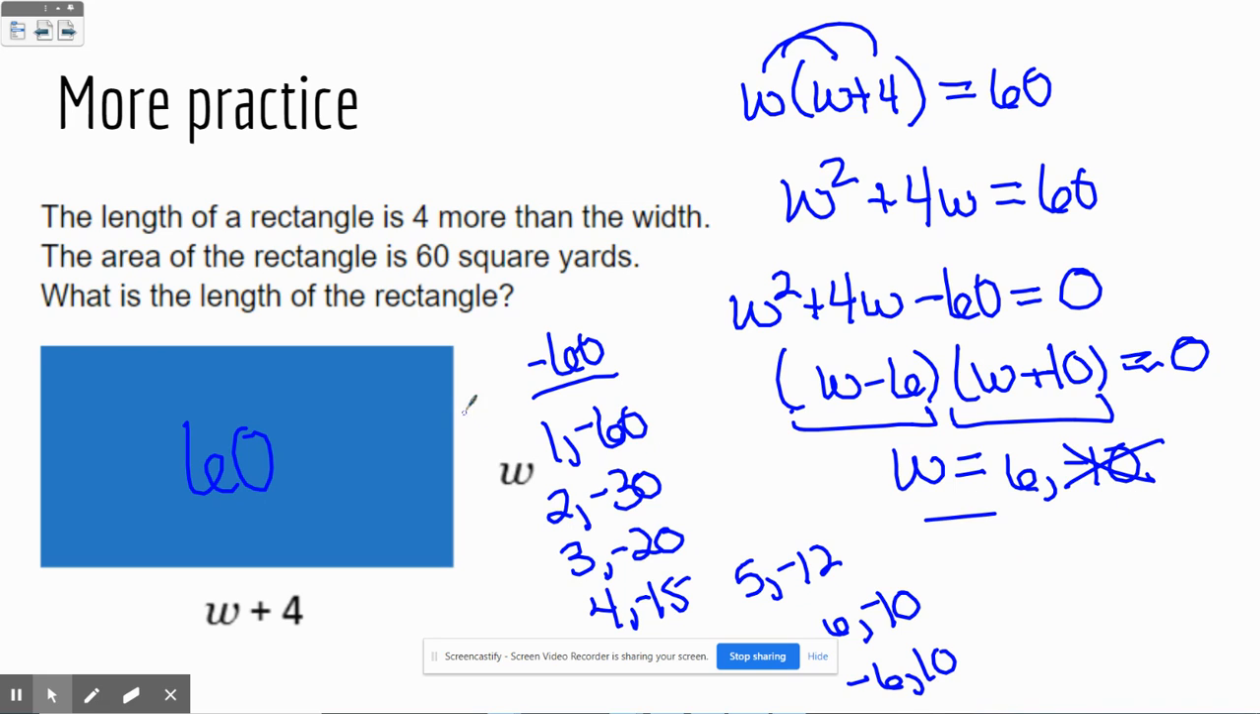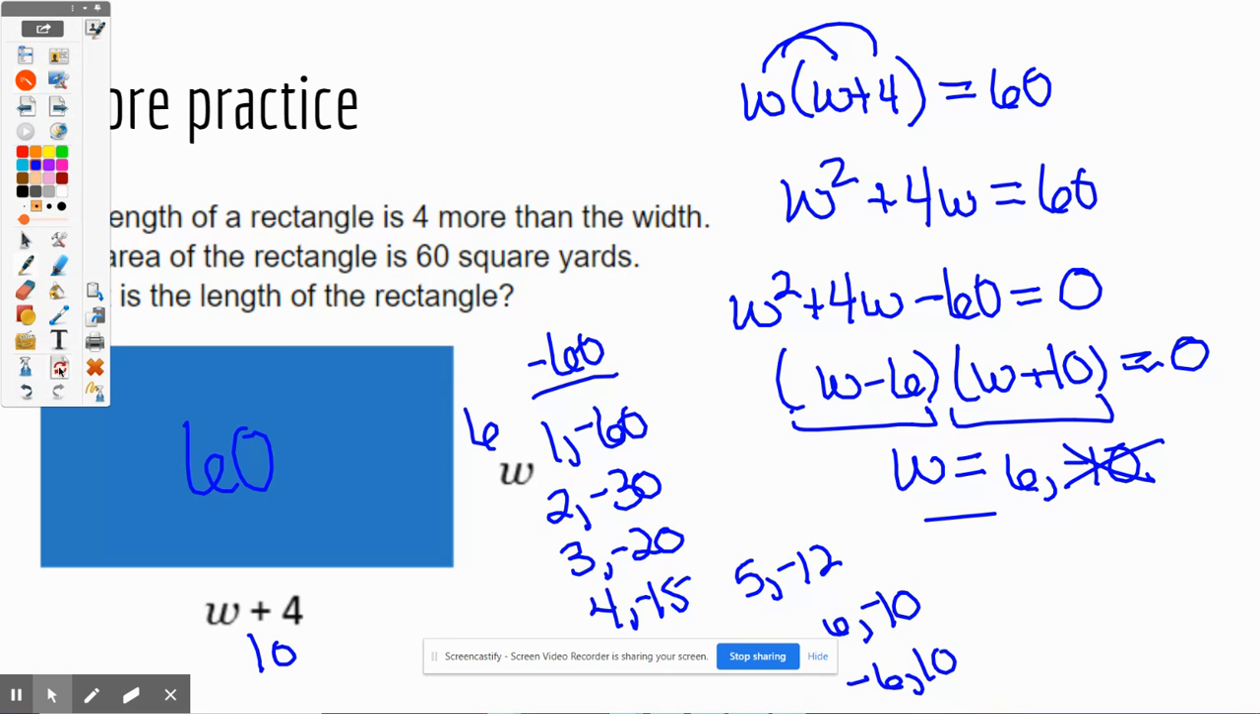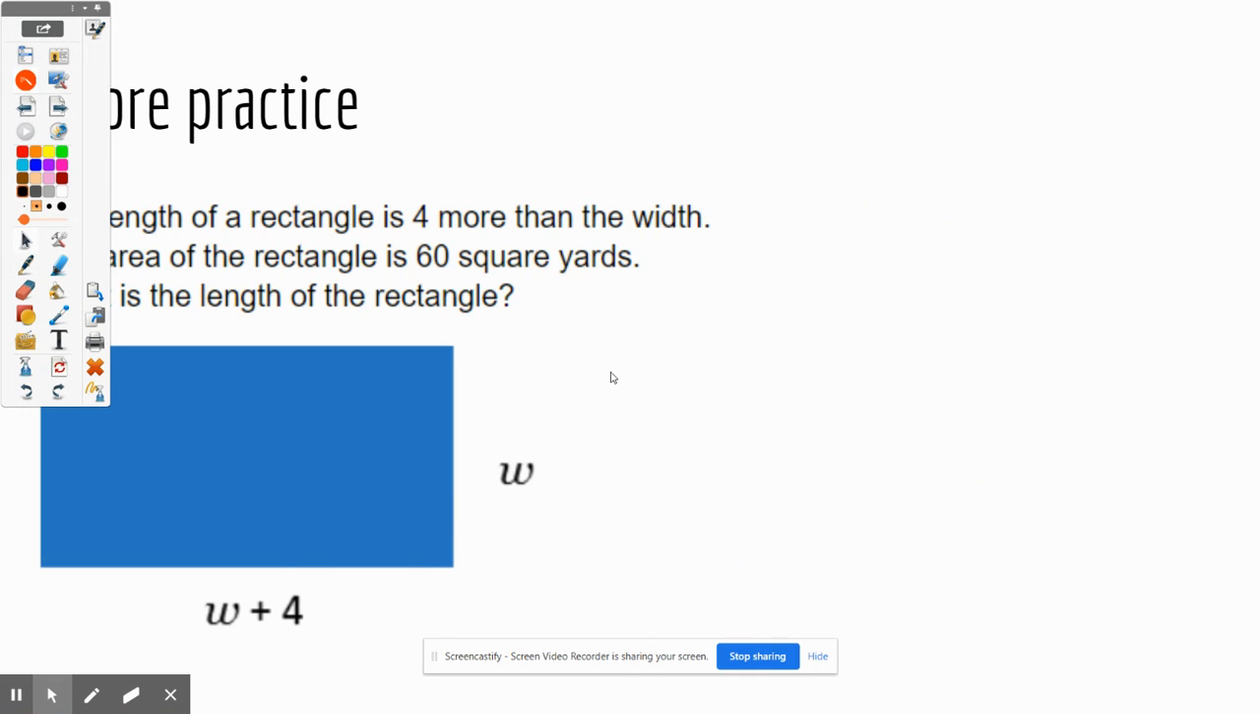So the width is 6. What will the length be? 6 plus 4, which is 10, and 6 times 10 is 60. So that's how you can use a quadratic to model an area problem.